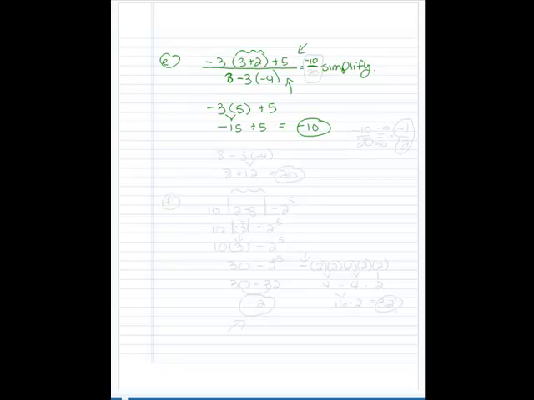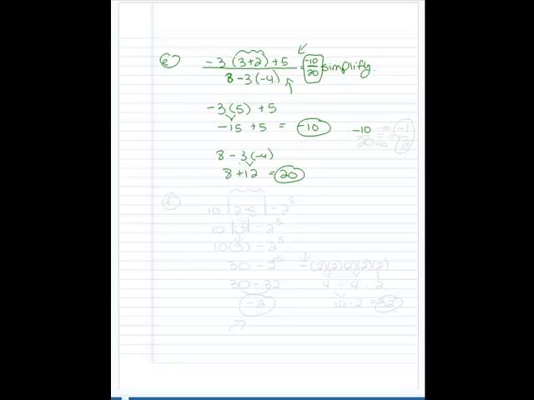Now let's look at the bottom. I have 8 minus 3 times a -4. We're going to do the times first. -3 times -4 is a positive 12. Bring down the 8. 8 plus 12 is 20. So this is the answer for the bottom.